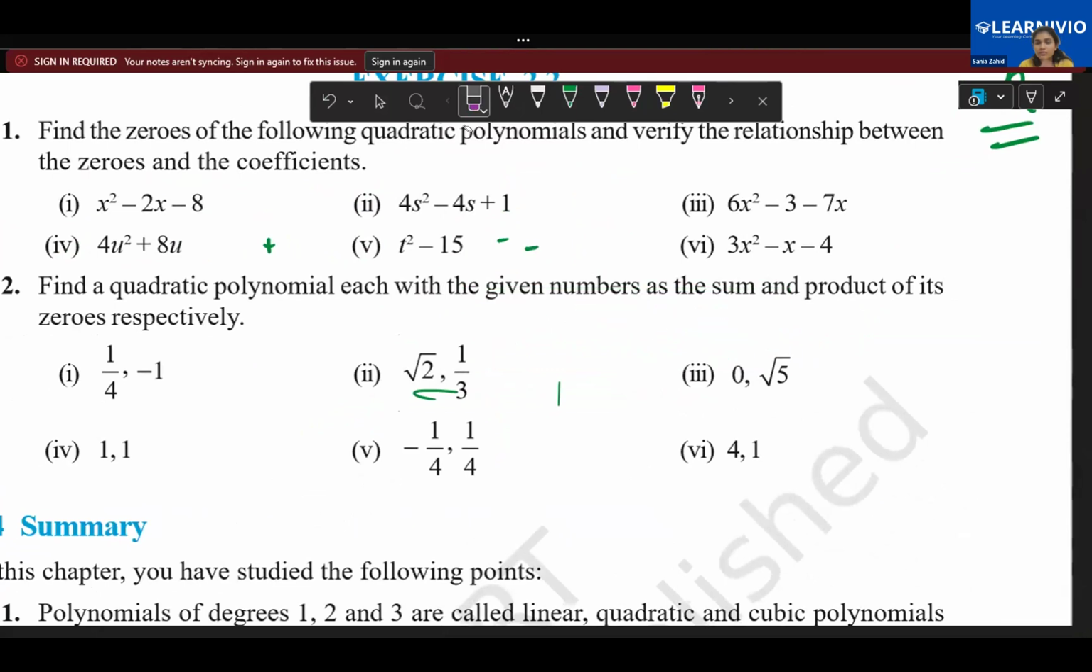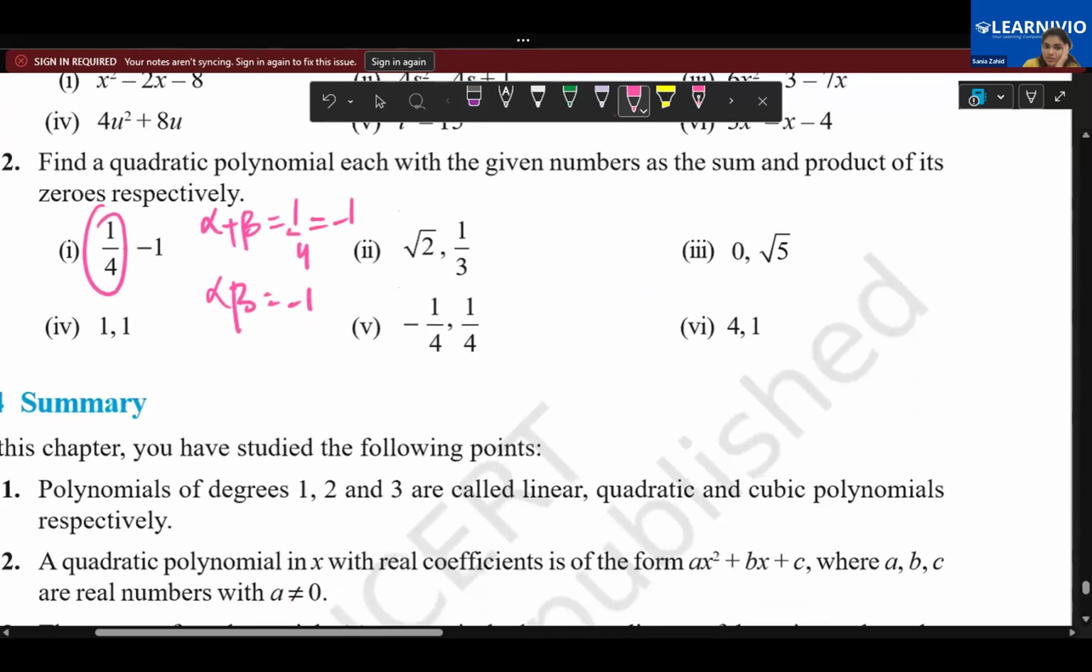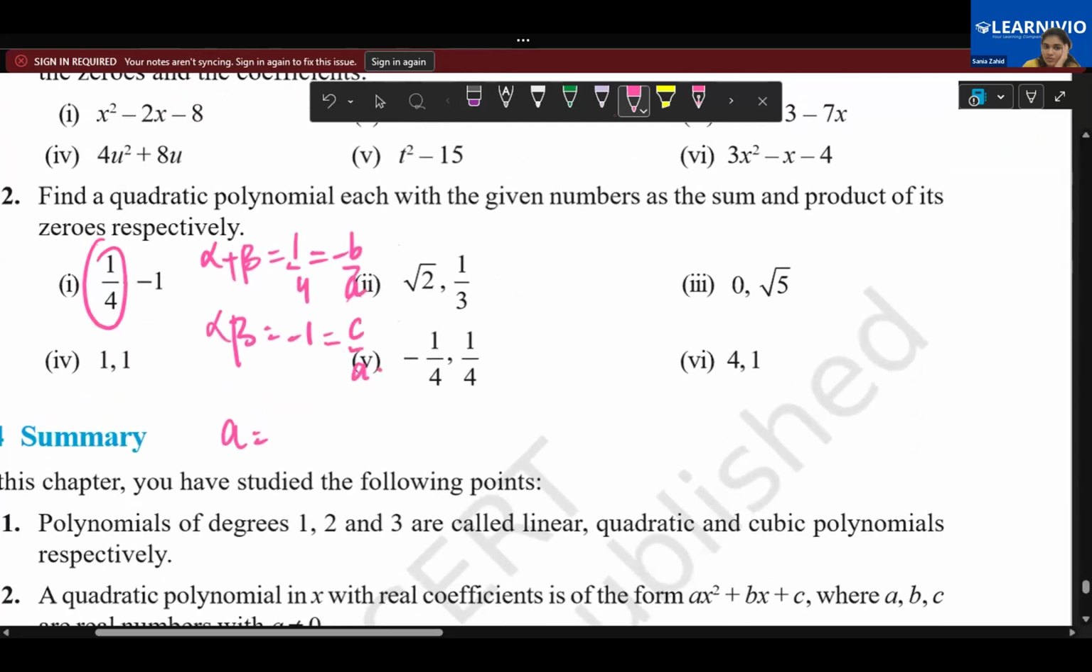So now children, basically see, the sum of zeros alpha plus beta is 1 by 4 and alpha into beta is minus 1, right? Now, how can you write it down? Just write it equal to minus b by a. Write it equal to c by a. What is the value of a now? What is the value of a?